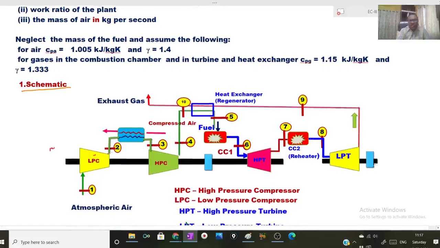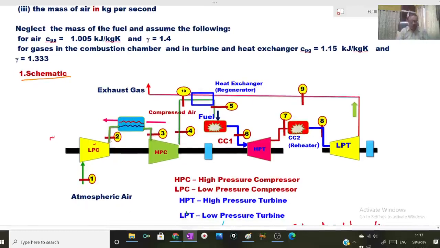Now let us first draw the schematic. As I say, the drawing of this schematic is optional. Every time I am showing this schematic just to have clear understanding of the different processes. In examination, you need not draw this because it takes a lot of time. But at the same time, it also enhances your understanding of the processes taking place in the given system.